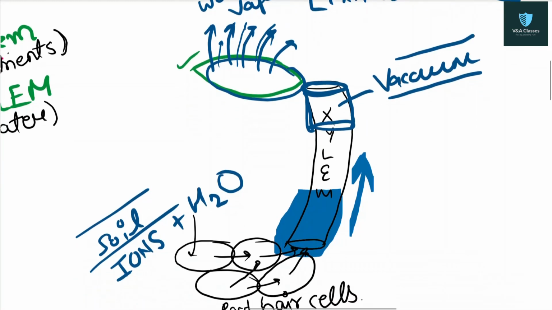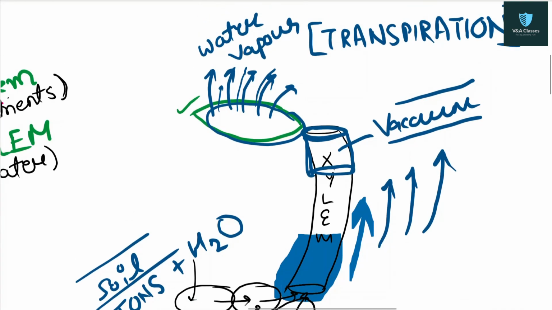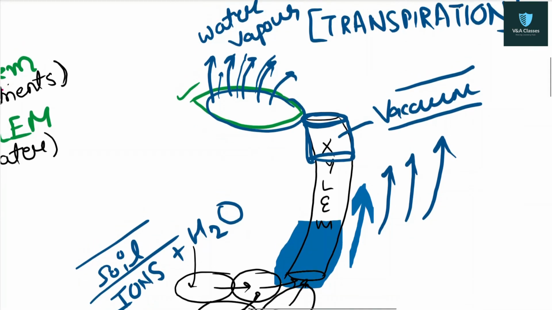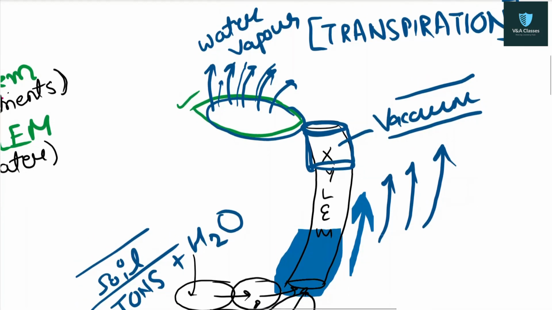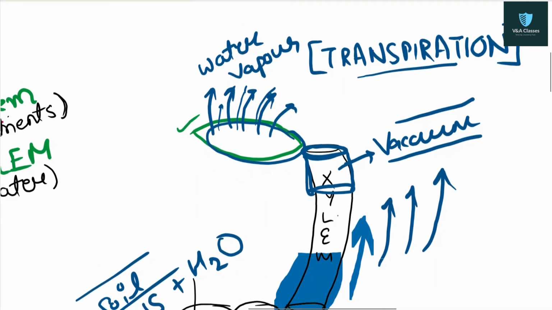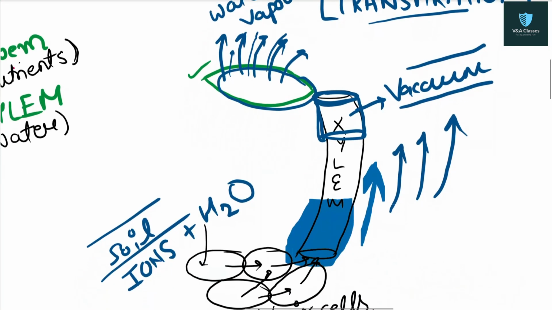What this vacuum will do is further pull up the water column which was created at the root end. Just like when you are drinking your cold drink or any other drink by means of a straw, you apply suction on the upper end, it creates a vacuum and it pulls the drink inside your mouth. Similarly, this vacuum which is created because of transpiration will pull the water column up.